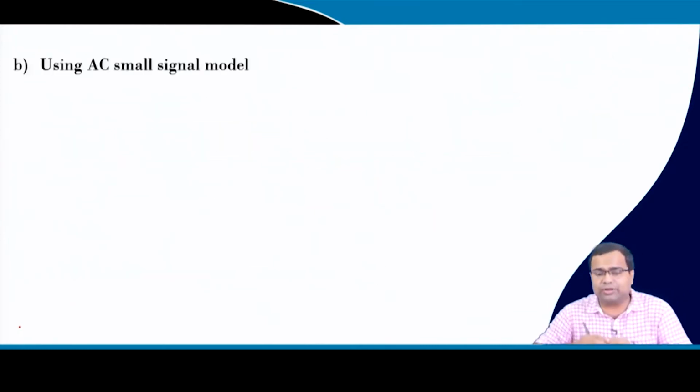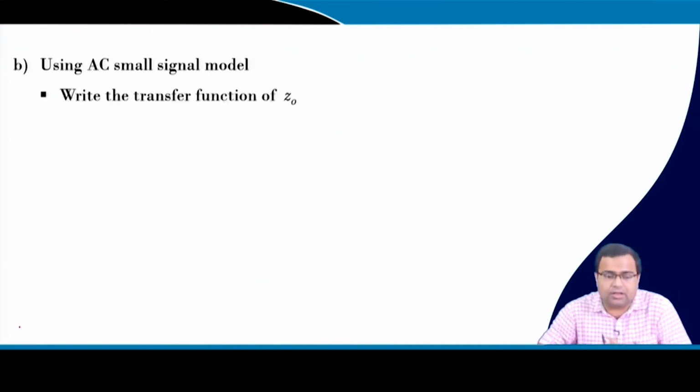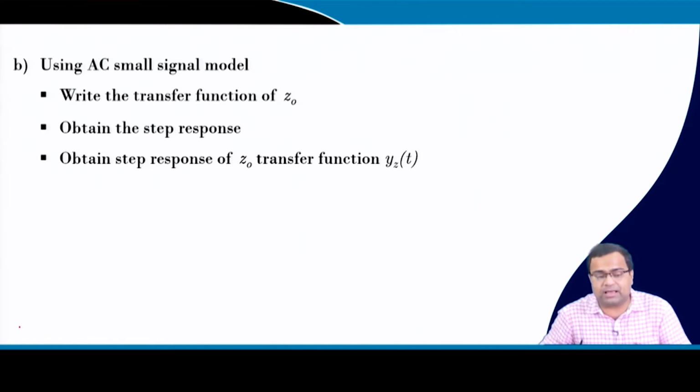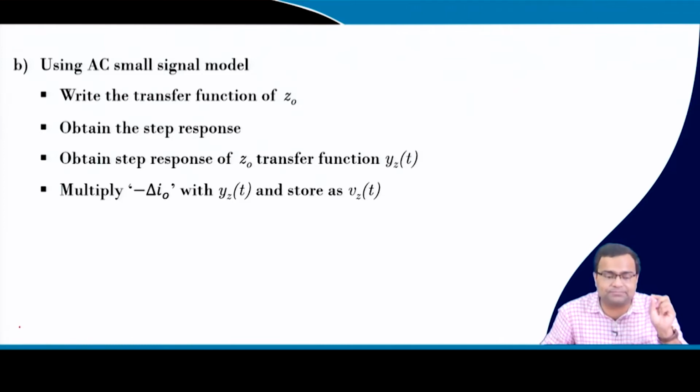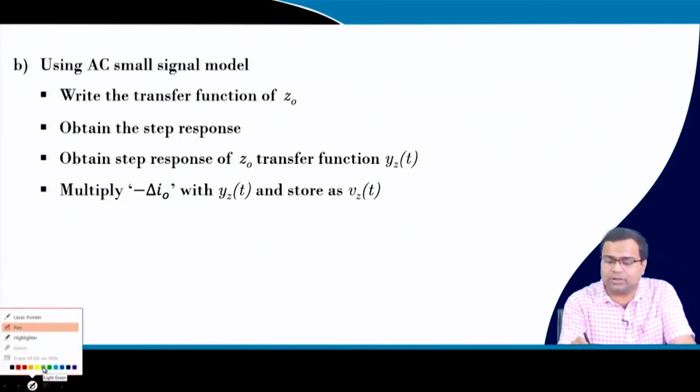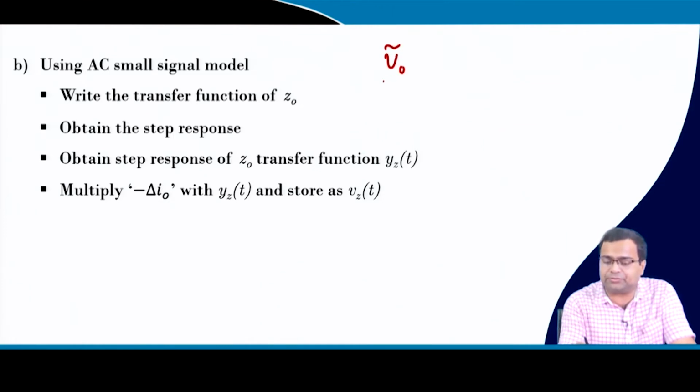Next, because we want to verify the actual switch simulation with our AC small signal model, we have to first write down the transfer function and obtain the step response. Generally, the step response in MATLAB will give a unit step response, so you need to multiply by the scale. So, you have to obtain the step response of the output impedance. Then you have to multiply by minus delta I0, because we have discussed that delta V0 by delta I0, with a minus sign, is our output impedance, right.